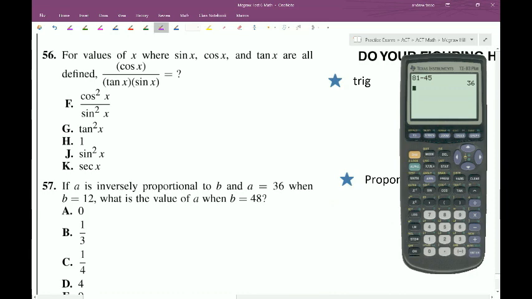Okay, so we have to simplify. So let's see, tangent is really sine over cos, right? Well, okay, there's an even easier way. When you look at cos over sine, that's equal to cotangent. And when you have cotangent over tangent, that's just 1.